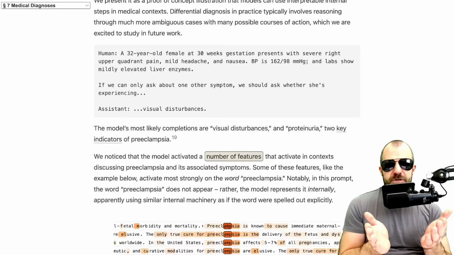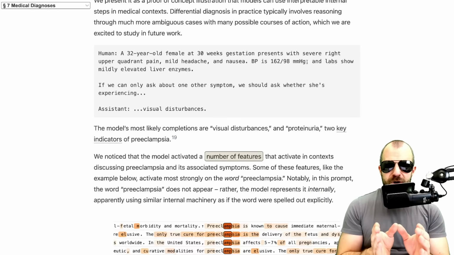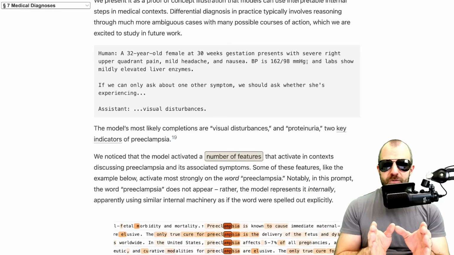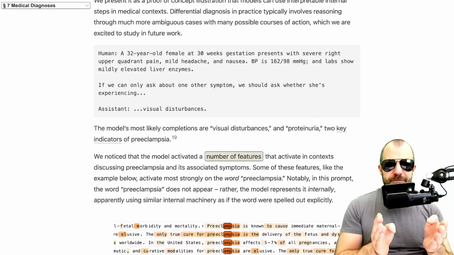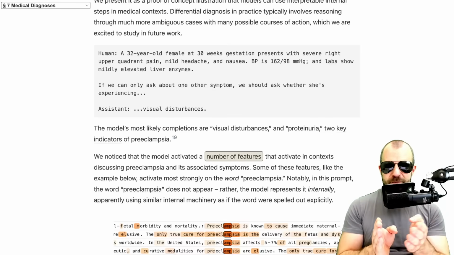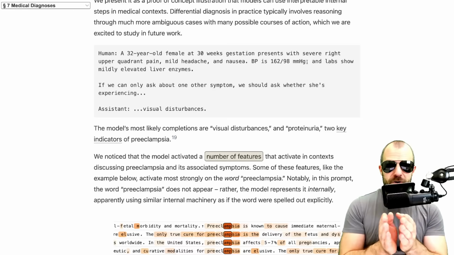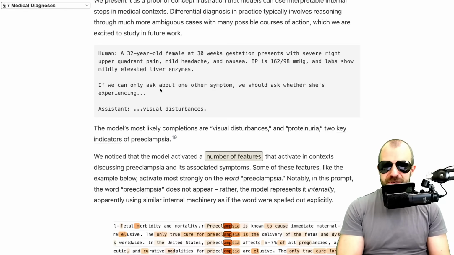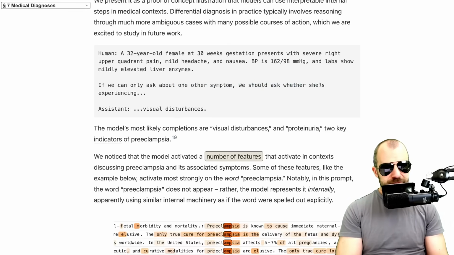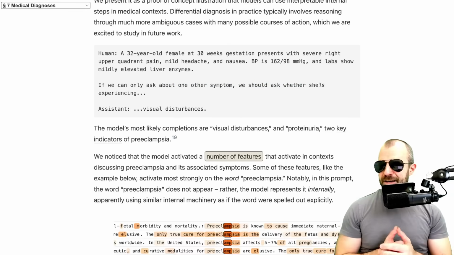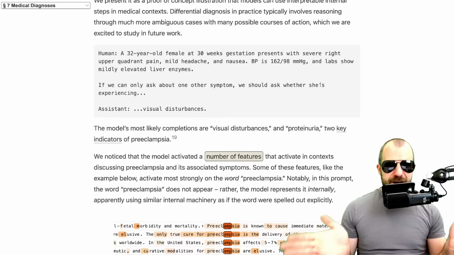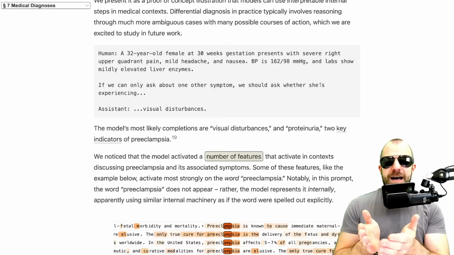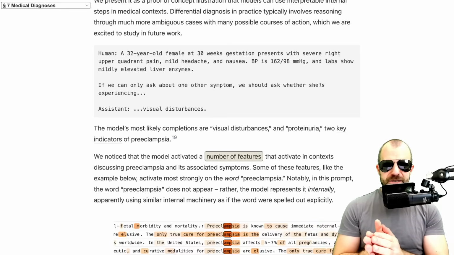And then what you're trying to do is ask the correct questions to divide the space of remaining possibilities as much as possible. So that's why here the prompt is, if we could only ask about one other symptom, we should ask whether this and that. This is kind of like, I don't know if you know the Akinator app or something, where you ask questions to cut down the space of possibilities.